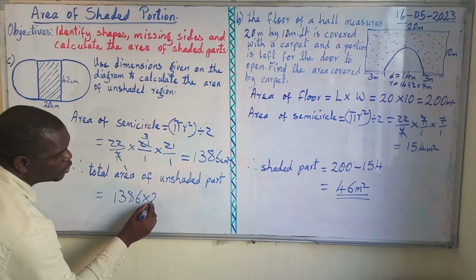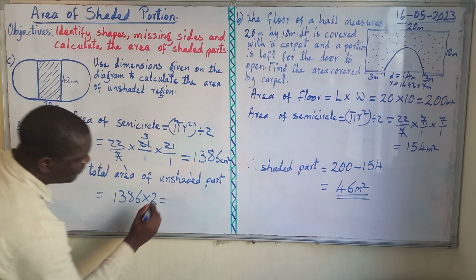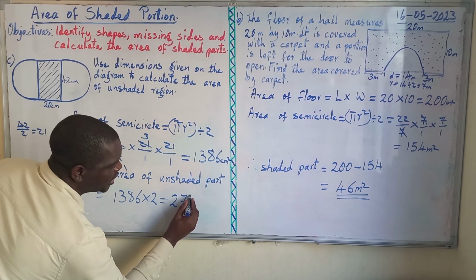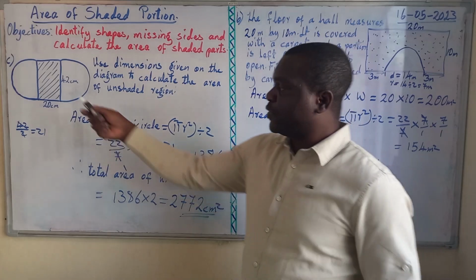Therefore, total area of unshaded parts will be equal to 1386 times 2. We are multiplying by 2 because there are 2 of these, and this will give 2772 centimeters squared. This is it for this design.